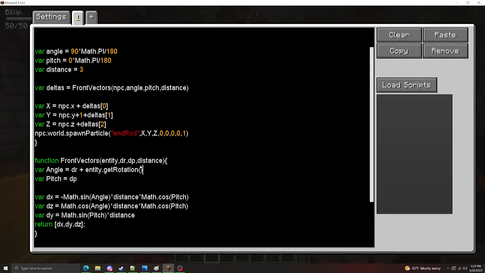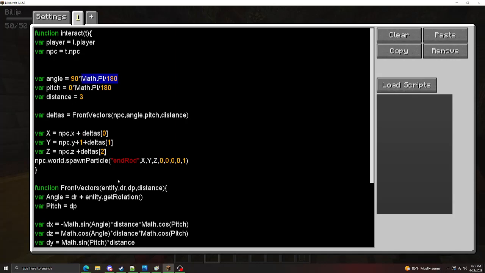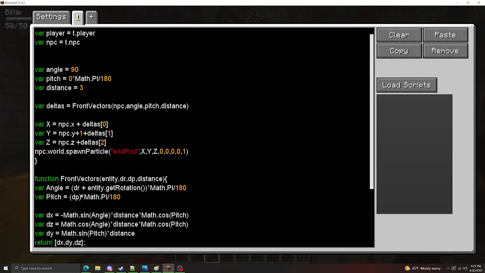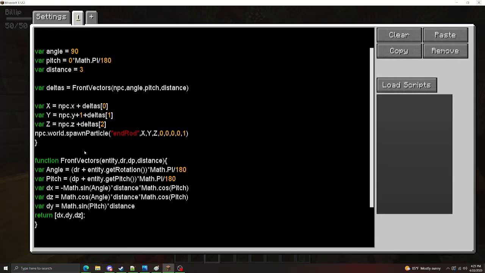There we have it. Now there's one more thing we're missing. dr here is in radians, but entity get rotation is not. So what we're going to do is we're just going to move this down here. And we're going to do that after they've been added up. We'll do this to pitch as well. There we go. And then let's add entity get pitch as well here. So there we go.